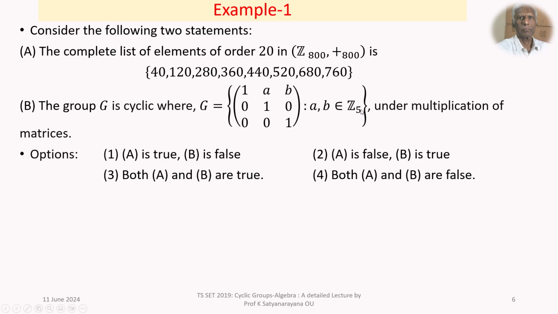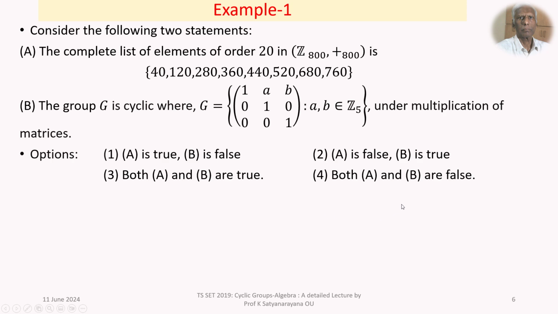So AB belongs to Z_B under matrix multiplication. Now the question is, this one is a group. Is it cyclic? That's the question. And we are given the options, the routine options, which of them is true, which of them is false, and so on and so forth.